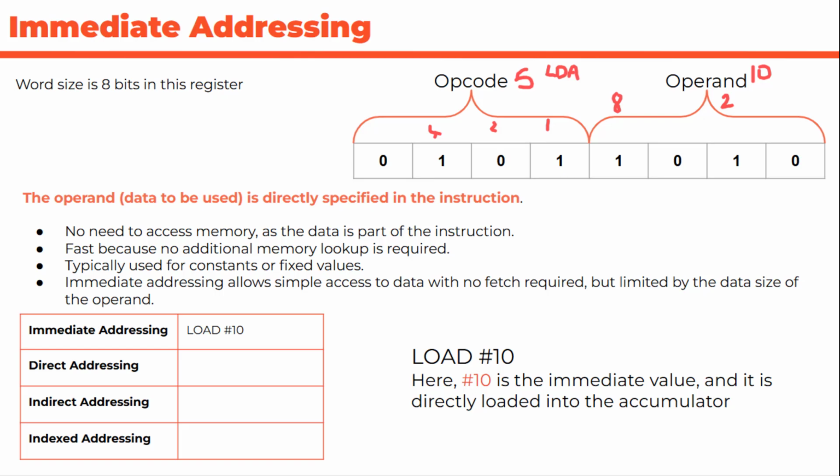Here I've got a table which we'll see in each one of these different addressing modes, and you can see what that would look like if I was to write that down. So I've got load #10 here, and #10 is the immediate value, and it is directly loaded into the accumulator. So that's immediate. It's the data itself, and it's accessed directly. There's no need for further lookup in memory.